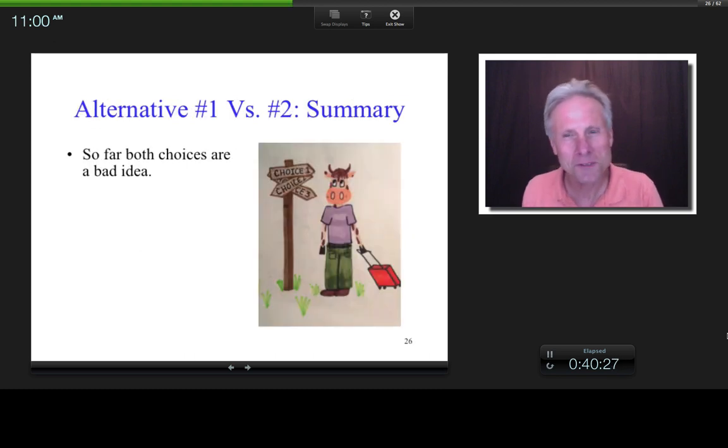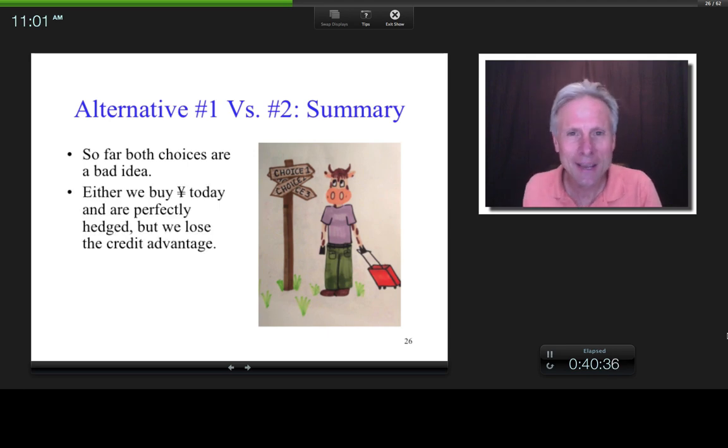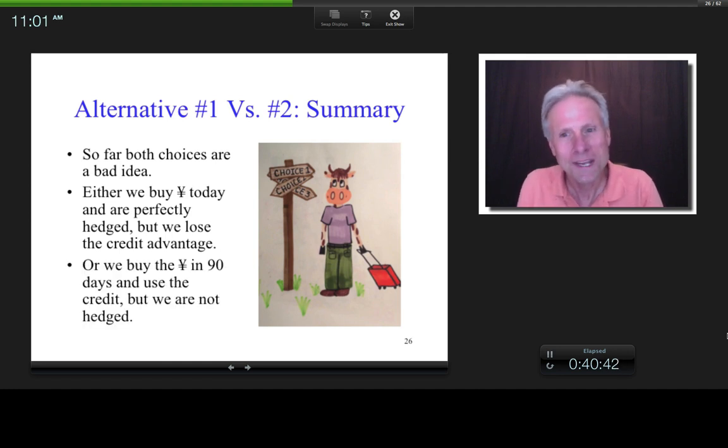So if we put this all together, we could argue that so far, hey, neither one of these choices looks that great, right? Either we buy the yen today and we're perfectly hedged, but we have to forego the credit advantage, or we take the risk and we regain the credit advantage, but we're not hedged.